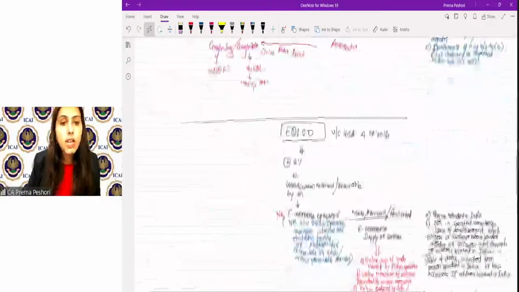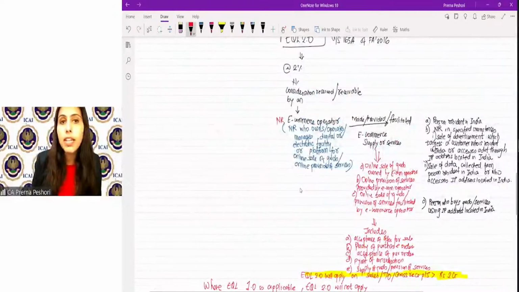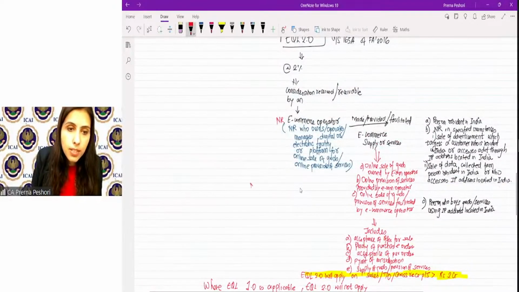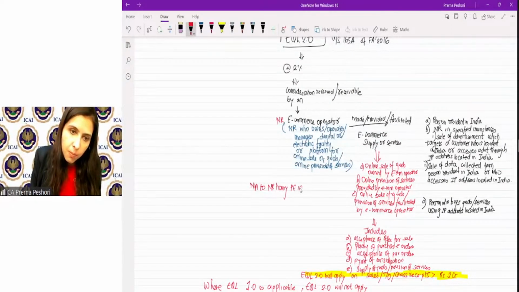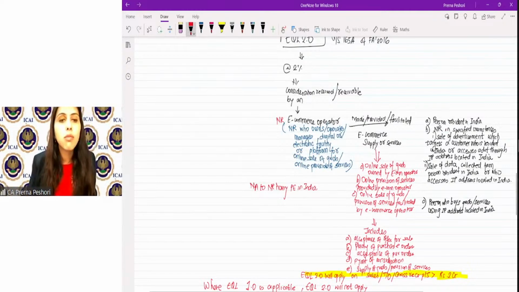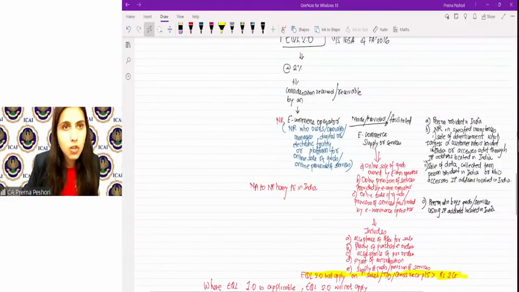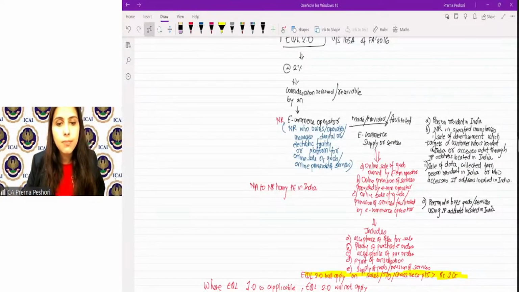Fine. Also, last one important thing. Again, equalization levy 2.0 is not applicable to a non-resident having PE in India. So if a non-resident has a PE, then of course you go to the Income Tax Act, you will not come to equalization levy. Clear?